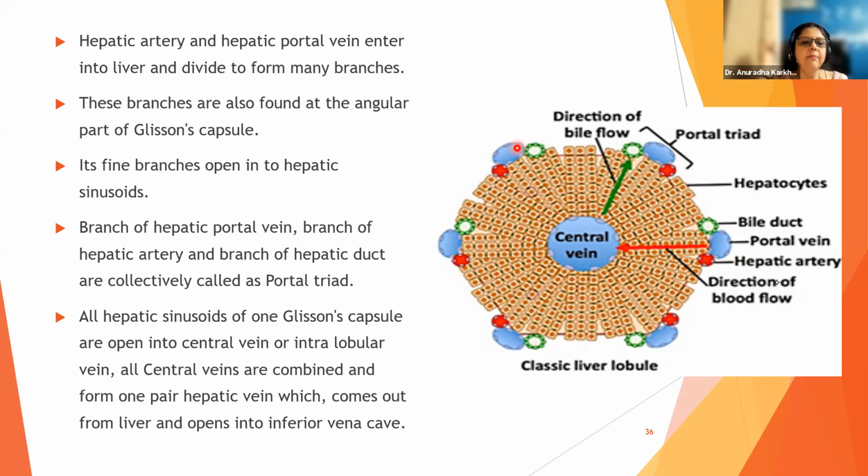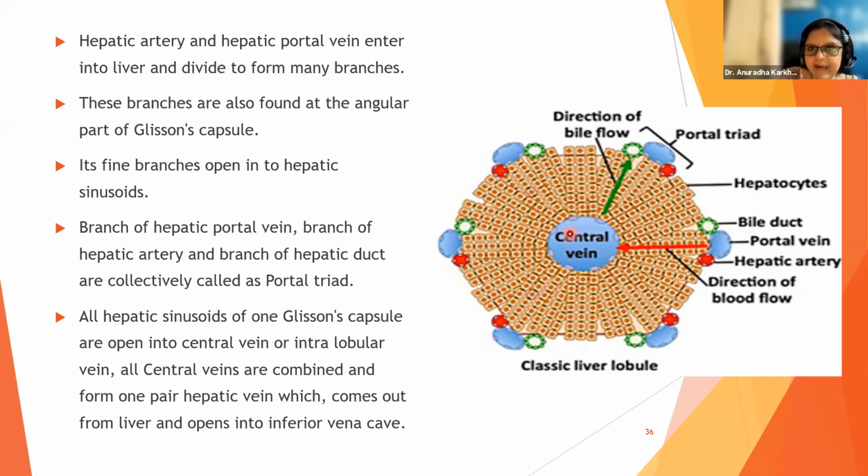Now, branches of all hepatic sinusoids of one Glissen's capsule open into the central vein or intralobular vein. So someone was asking me about the central vein. So what is the function of the central vein? Look, all the sinusoids of one Glissen's capsule will open into the central vein. So all of the hepatic sinusoids, where do they all open? They open into the central vein.